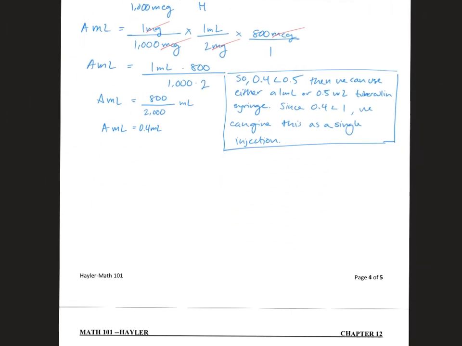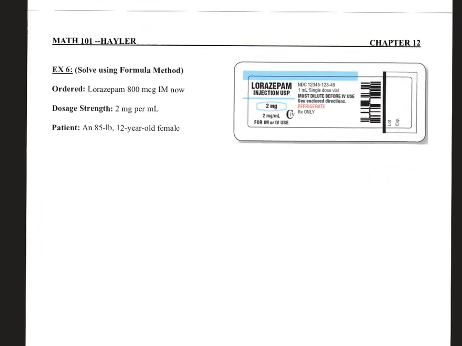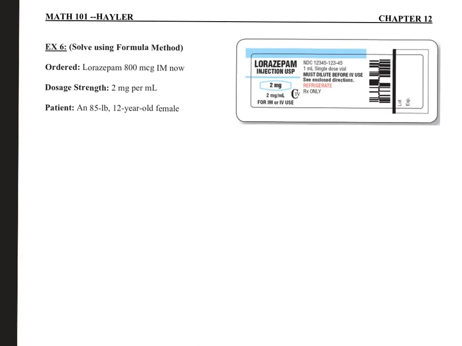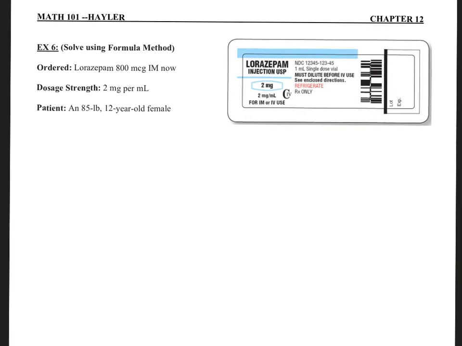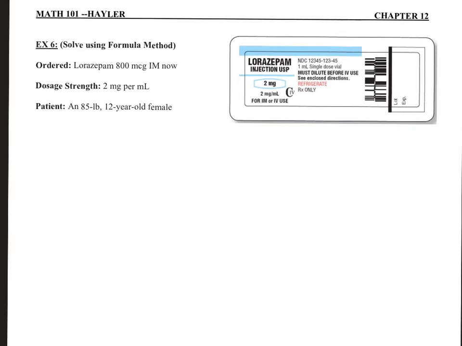All right, moving on to our last example. So now we're going to go back to using the formula method. Once again, you can choose which method you wish to solve with. I'm just going to keep using the three methods to show you the options for solving. For example 6, we have ordered lorazepam 800 micrograms intramuscular now. Dosage strength is 2 milligrams per milliliter. And the patient is an 85-pound, 12-year-old female.